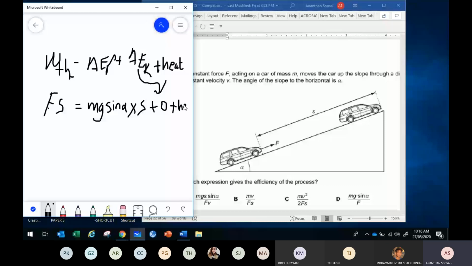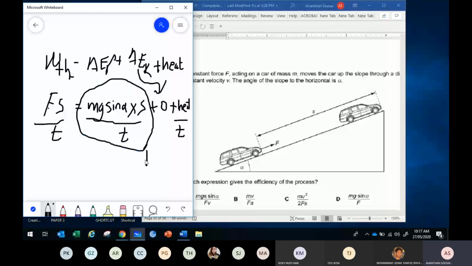Now we divide all of them by time t. All divided by t. So you should know which is the output power. This is your output power. The gain in potential is the output power for this case. But in reality, not only the gain in potential but the gain in kinetic also. The gain in kinetic plus potential together is the output power. But because in this case EK has no gain, only the potential is the output power.